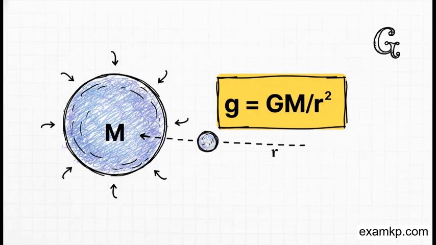Now, for the maths, the strength of a gravitational field, which we call g, is calculated with this formula: g equals GM over r squared. Now, don't let the letters scare you. G is just the universal gravitational constant. It's a special number in physics. M is the mass of the big object creating the field, and r is the distance you are from its center. You absolutely must memorize this formula.